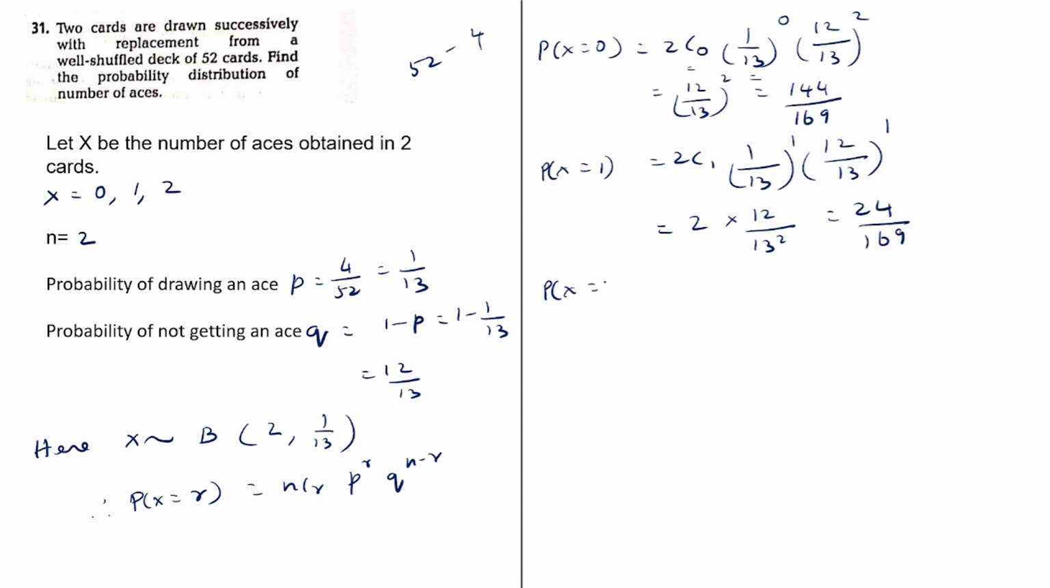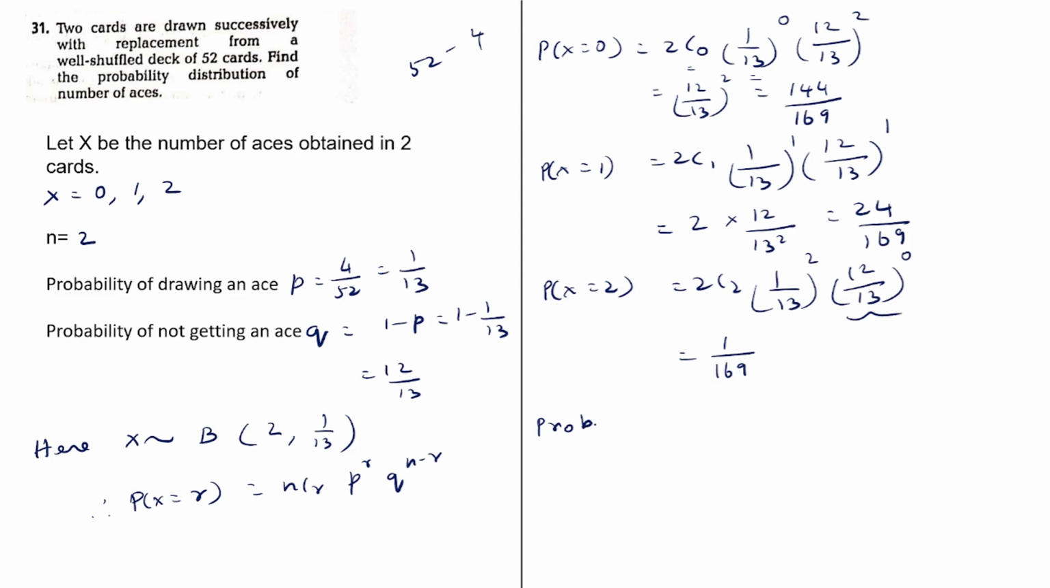Next we have probability of X equal to 2. It is 2C2, 1 by 13 the whole raised to 2, 12 by 13 the whole raised to 2 minus 2, which is 0. So here this is 1. 2C2 is 1. Here 1 by 13 the whole square is 1 by 169.